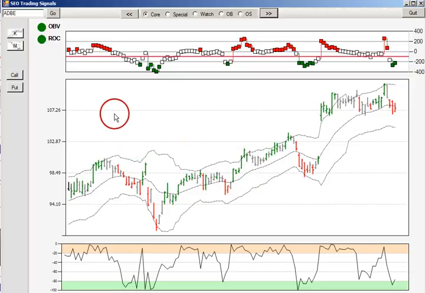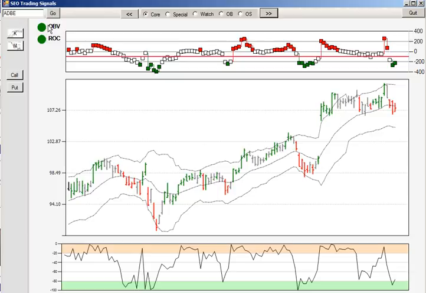And there's a couple more inputs. In the top left-hand corner, we have what I call traffic lights. One is for on-balance volume, and one is for rate of change. As we flip through the chart, you'll see different colors. When they're dark green, that means that both 6-month and 3-month on-balance volume are heading higher.